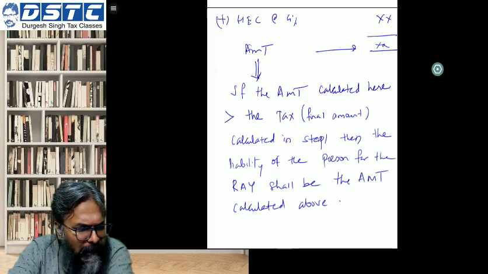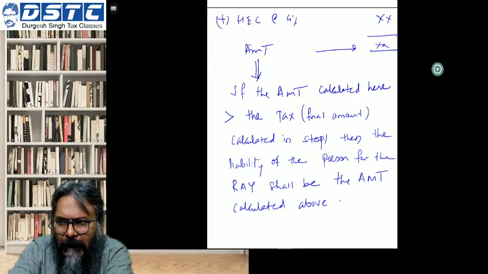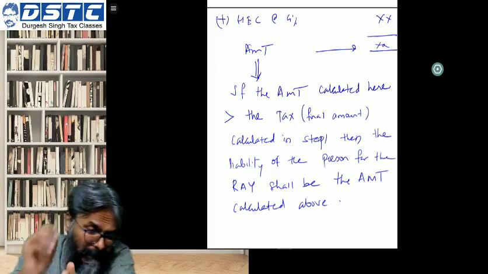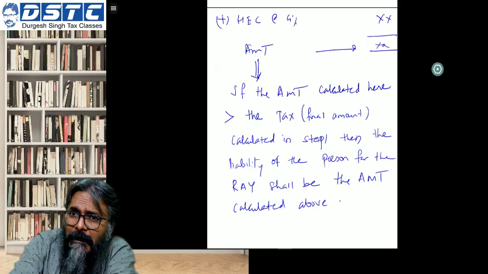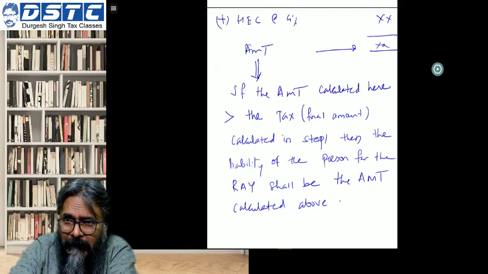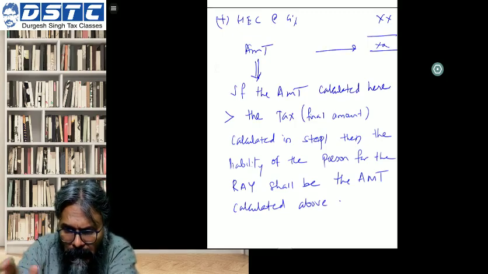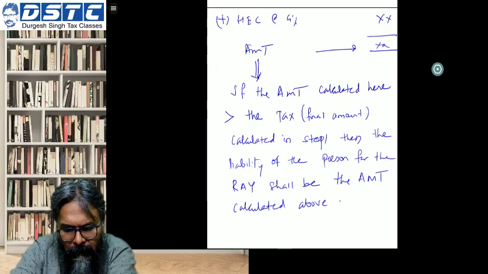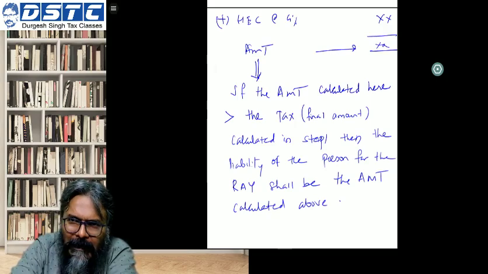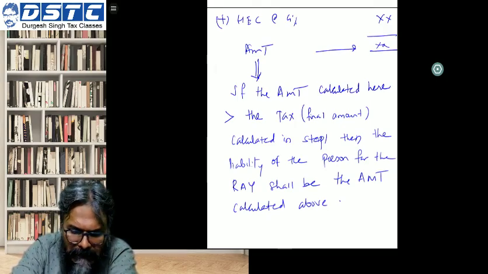Prasad, why step 1 and step 2? Because in step 1 I am calculating the tax as per the normal provision, and in step 2 I am calculating the AMT, and then finally I am doing the comparison. Comparison of what? The AMT which I have calculated in step 2 compared with the tax as per the normal provision which I have calculated in step 1, and whichever is higher of the two amounts will be the final tax liability.